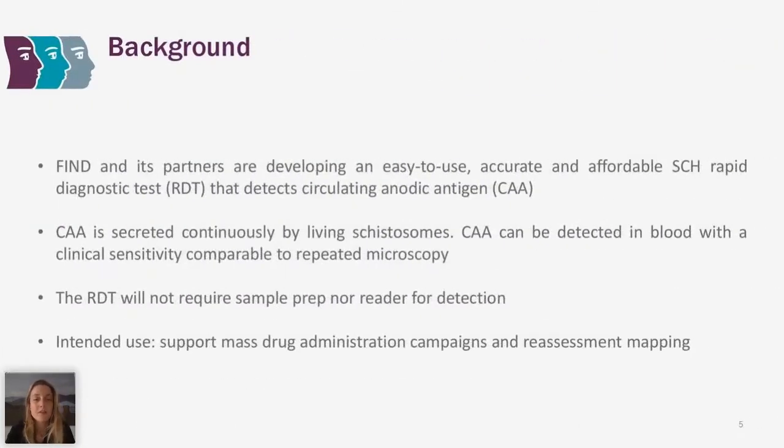So FIND and its partners are developing an easy-to-use, accurate and affordable schistosomiasis rapid diagnostic test, which is looking to detect circulating anodic antigen, the CAA. CAA is continuously secreted by living schistosomes, both juvenile and adult worms, and can be detected in the blood as well as the urine, and has comparable sensitivity to repeated microscopy. For this RDT, there will be no sample prep required, nor a reader for detection. And the intended use case is really to support the national control programs to monitor the impact of their treatment campaigns, but also to be used in reassessment mapping.